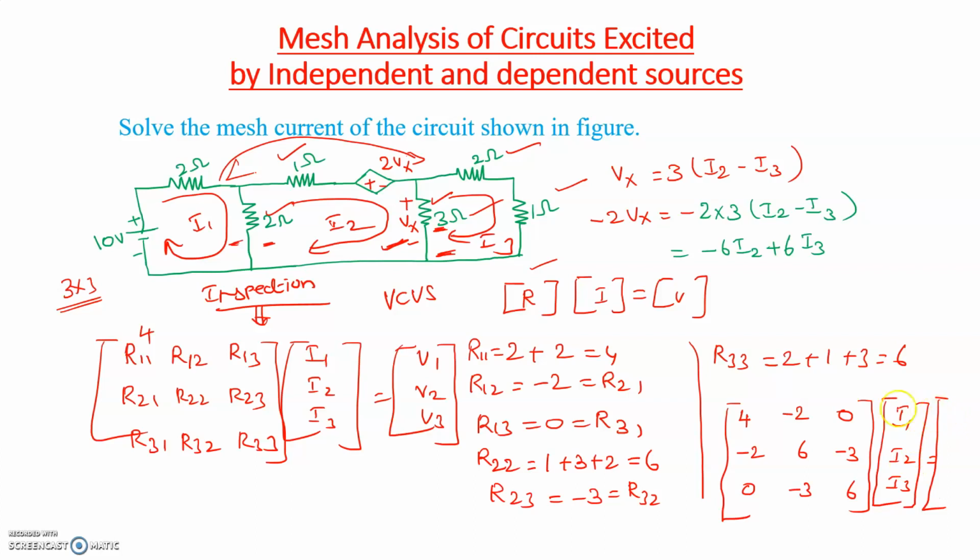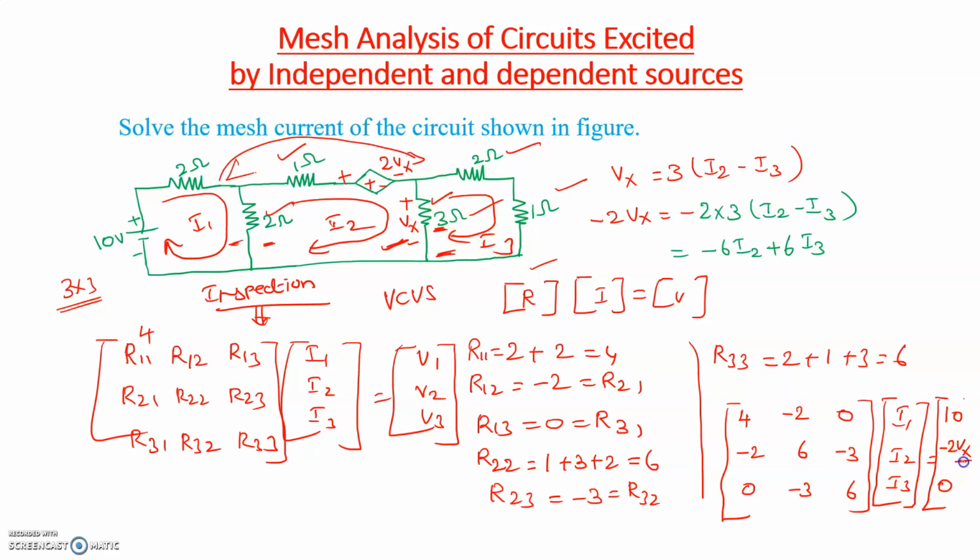For the voltage matrix, regarding the first loop, the I1 current is entering at the negative terminal and leaving at the positive, which is plus 10 volt. What about the I2 current? It is entering the dependent voltage source at the positive terminal and leaving at the negative terminal. So this will be minus 2Vx. In the third loop, there is no voltage source, which is 0.